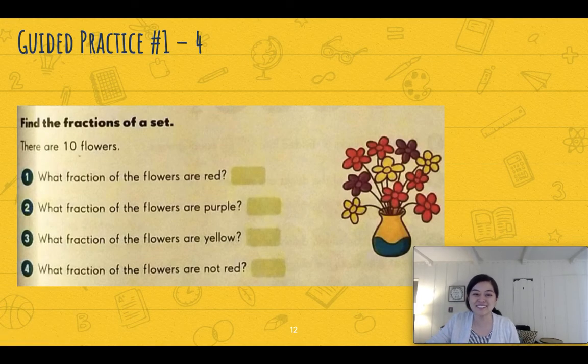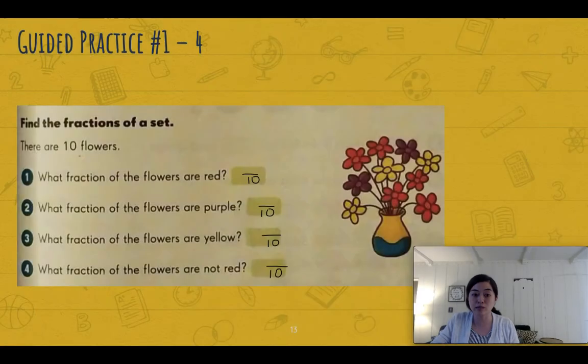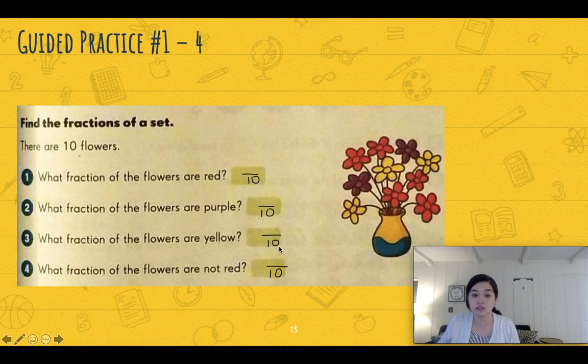Hello, how was it? Well, it says that there are 10 flowers, so let's just double check that there are a total of 10 flowers. 1, 2, 3, 4, 5, 6, 7, 8, 9, and 10. So the total is 10. Because that's my total, I know I have to put it in the denominator. So I'm going to put my total in the denominator of 10. The denominator means the bottom part of the fraction.